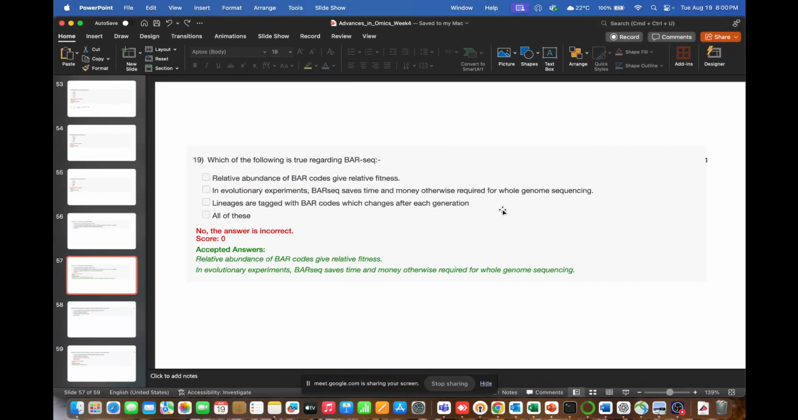The idea is that it'll give you basically barcodes. It will have a relative abundance of barcodes to give fitness to the individual sequences. And in evolutionary experiments, this bar-seq will save time and money, which will be required for a whole genome sequence. So basically, it's smaller sequences of the genome where you can tag with a barcode, and you can compare multiple of these sequences at one point of time. You do not need to do the whole genome sequencing. So bar-seq kind of helps with that. That is the understanding that I have. I also do not have a great understanding of bar-seq. So yeah, I'll leave it at that.